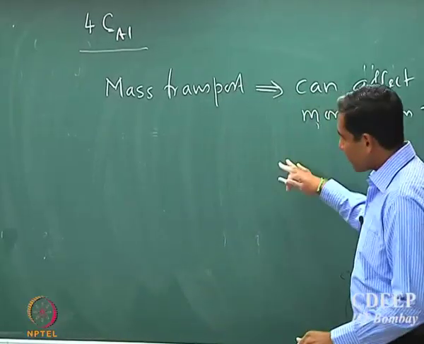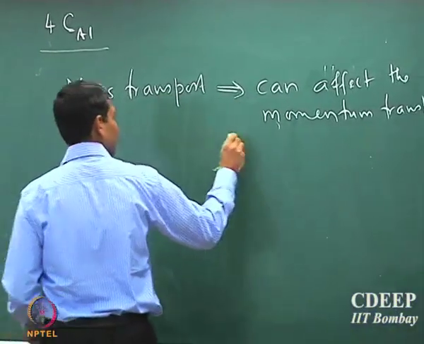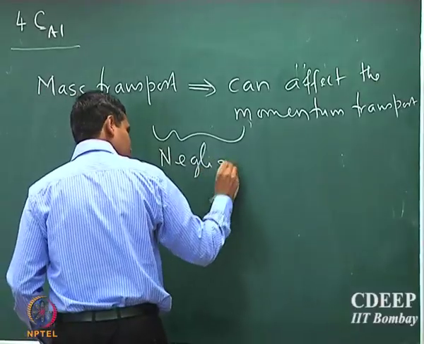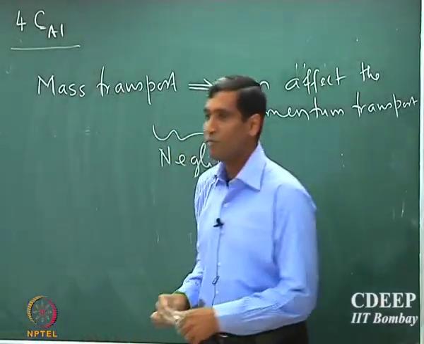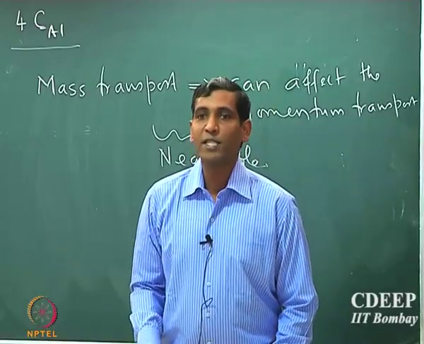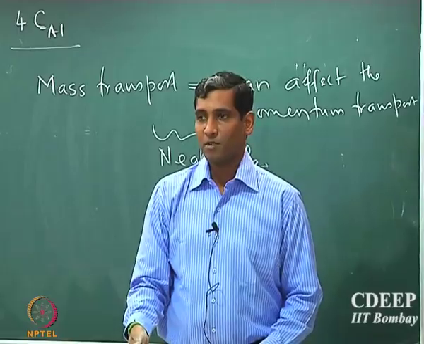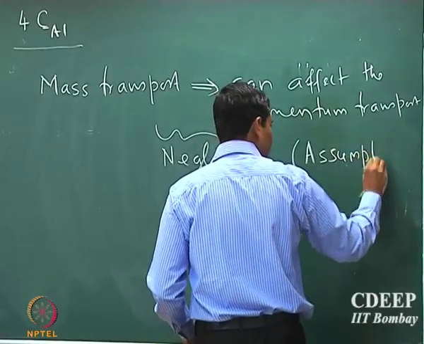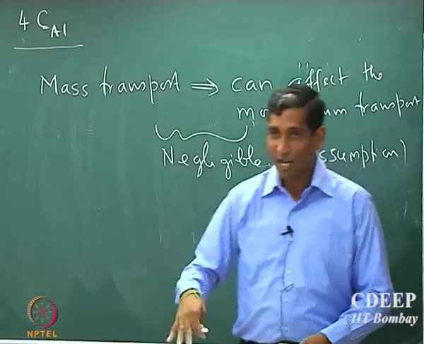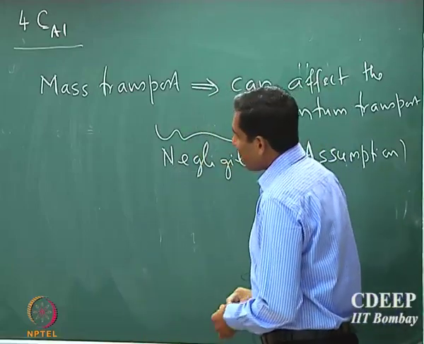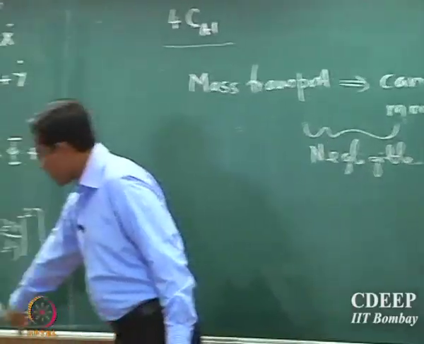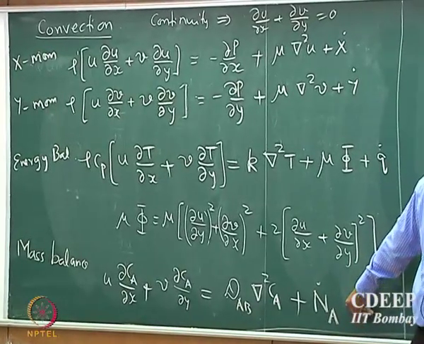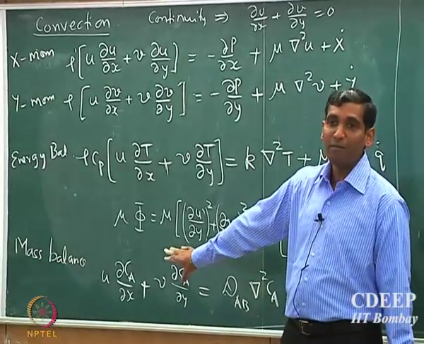So for the course purposes, we are going to assume that this coupling is negligible. Okay, we are going to assume that the mass transport does not affect the momentum transport. This is an assumption that we are going to make, and in fact some of these assumptions would be relaxed in the advanced course. We will not do that here. Okay, so therefore this equation, if Na dot is a linear term, then the mass transport equation will become linear.